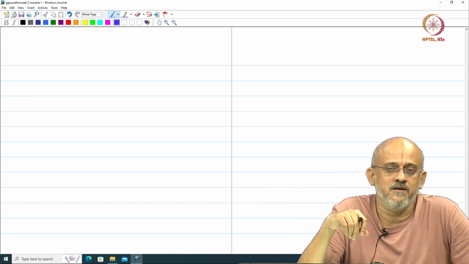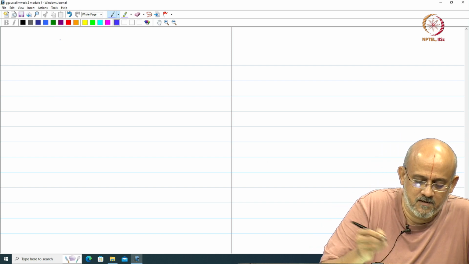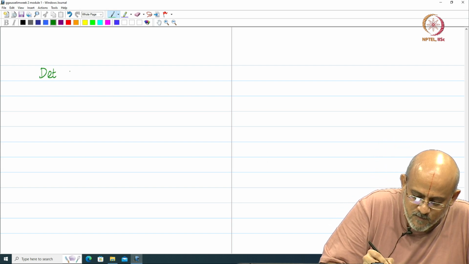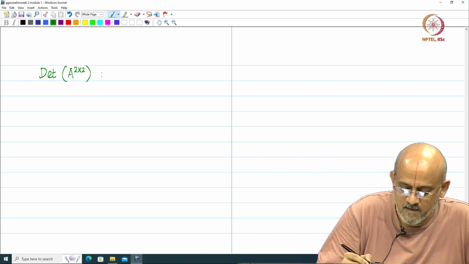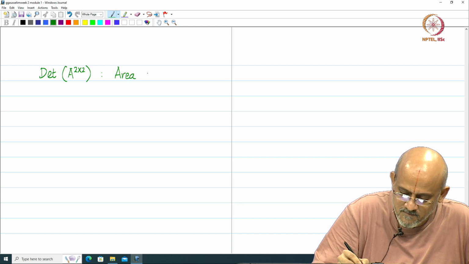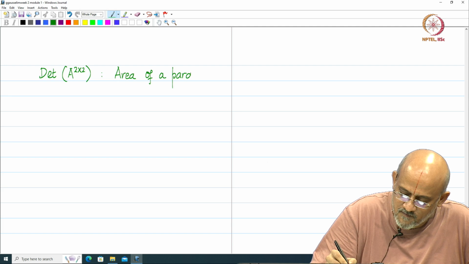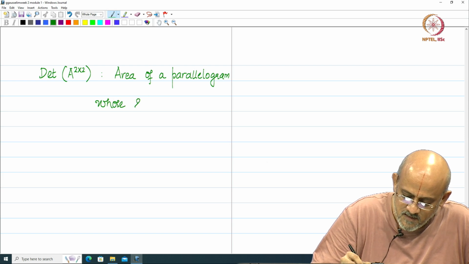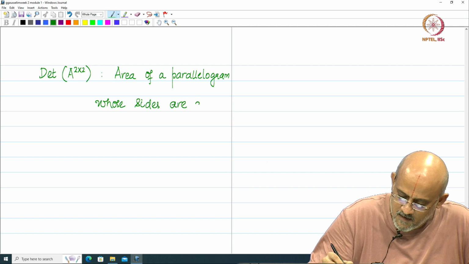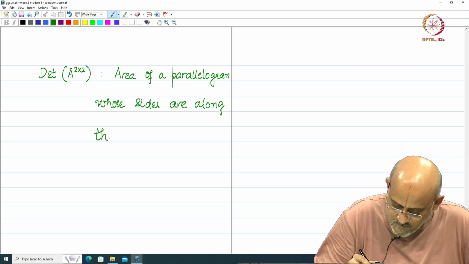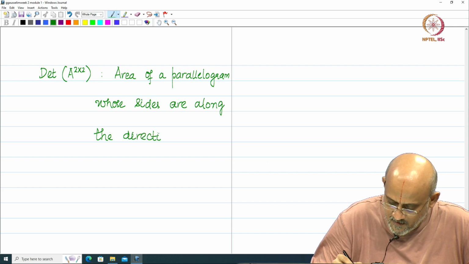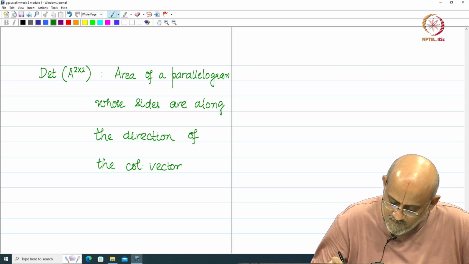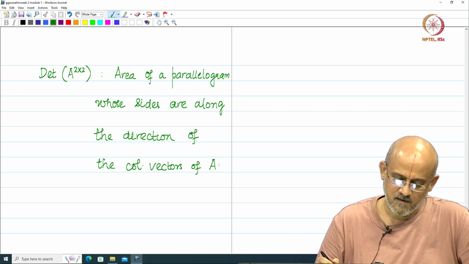Now there is one more interesting thing here. Recall that when Professor Krishna Kumar was doing the idea of determinants, he made one small statement: the determinant of a 2 by 2 matrix A is basically the area of a parallelogram whose sides are along the directions of the column vectors of A. So that is what we said.